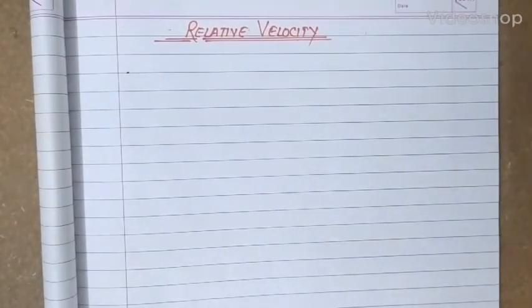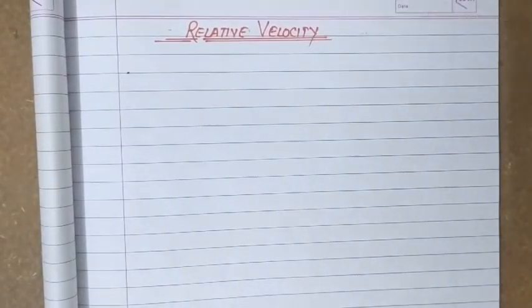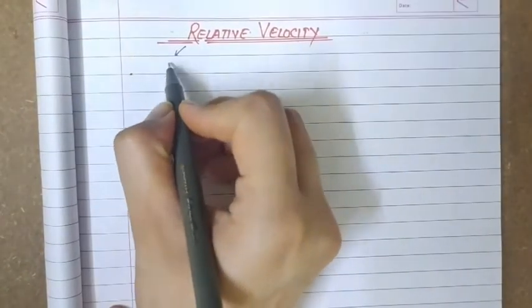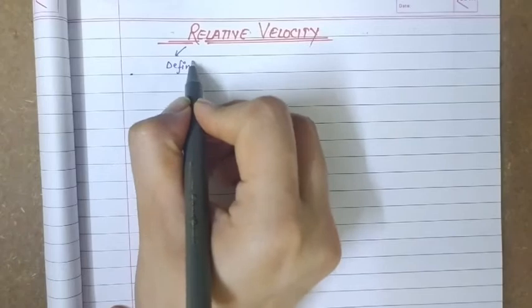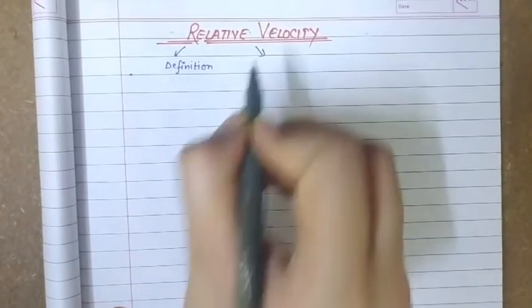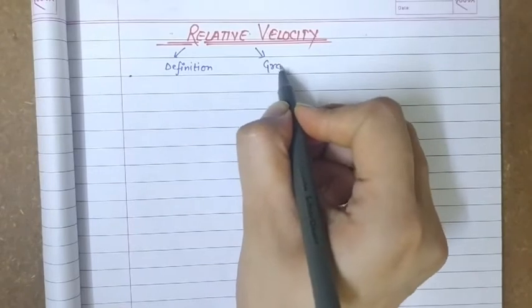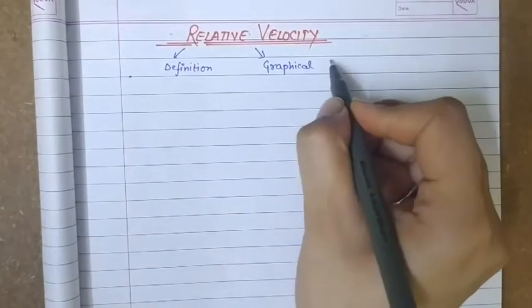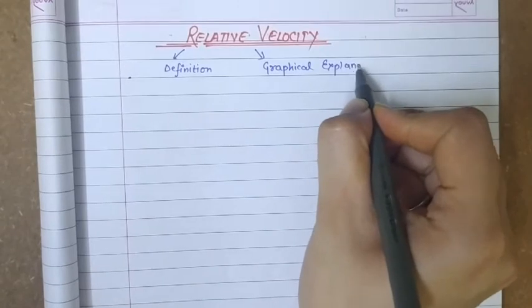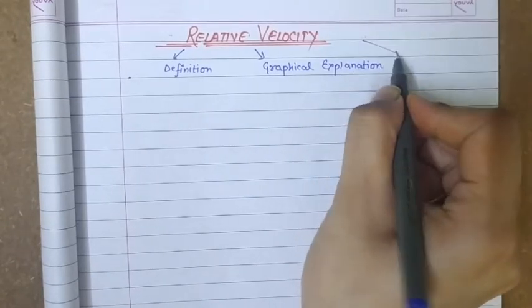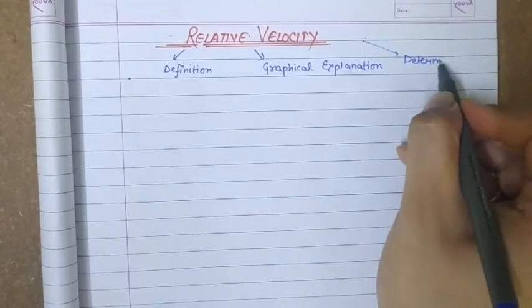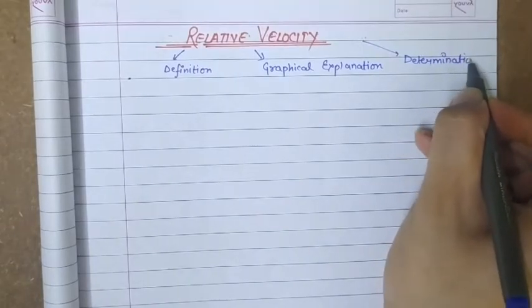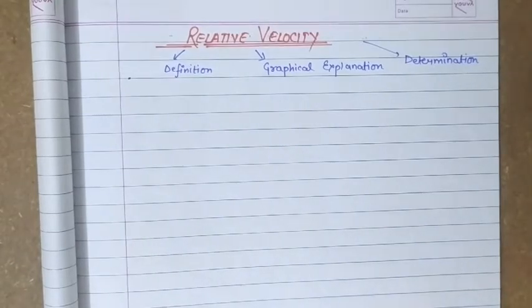Hello students, in this video we will be discussing relative velocity, and this video is divided into three sections. The first section is of definition. After that, in the second section we will move to its graphical explanation, and the third section is of determination. So these are the three sections on which we will talk about relative velocity.